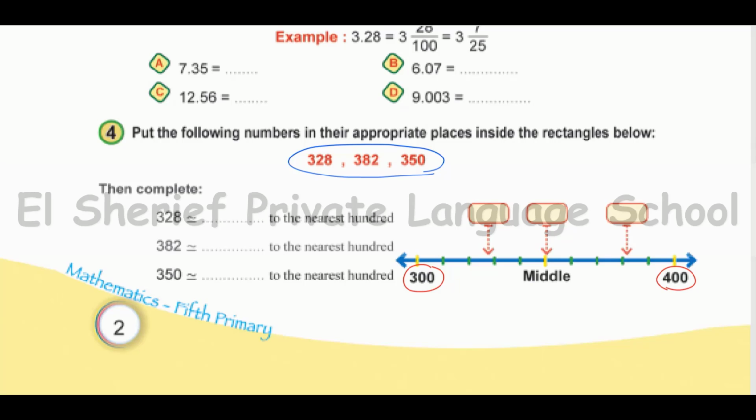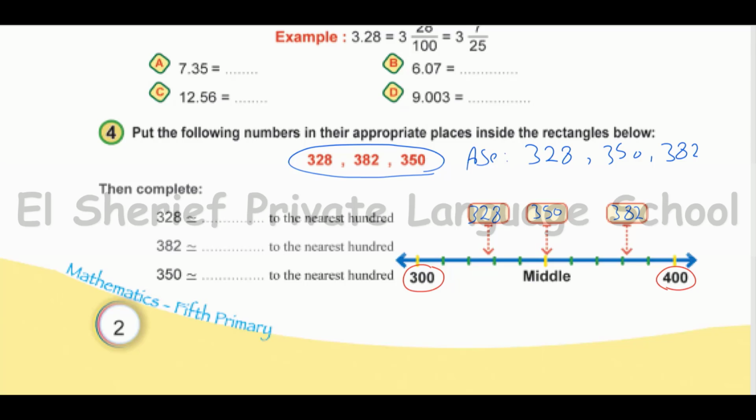328 after 300. Then in the middle, 350, and the last 382. We can make an ascending order: 328, after that 350, after that 382.